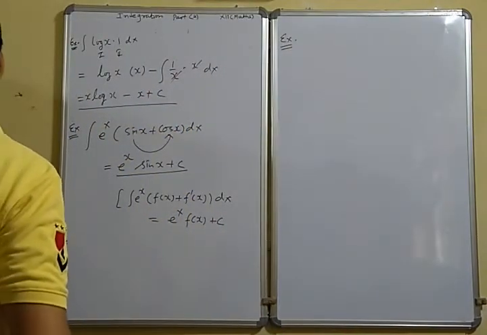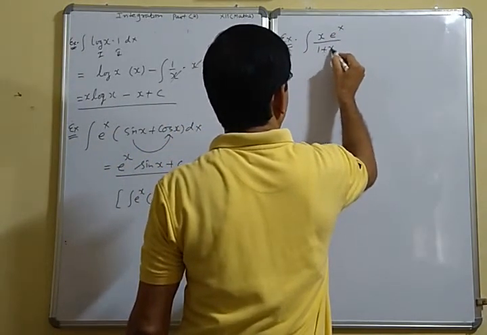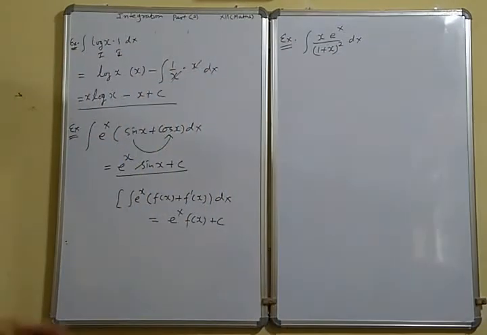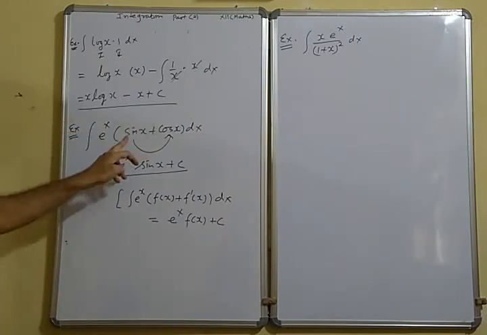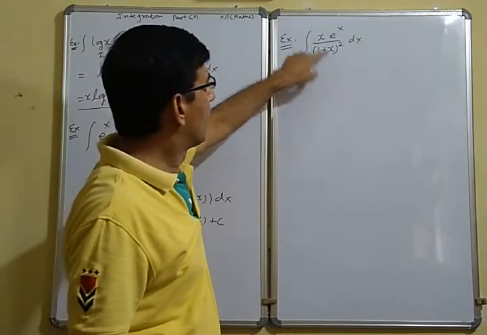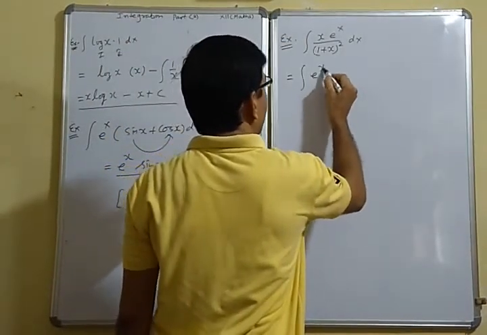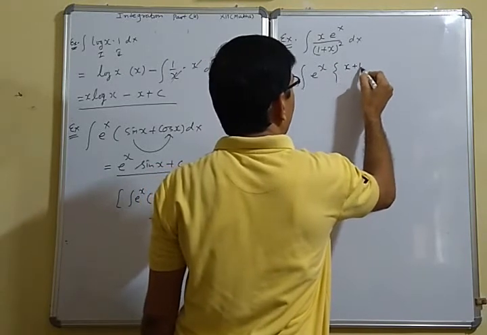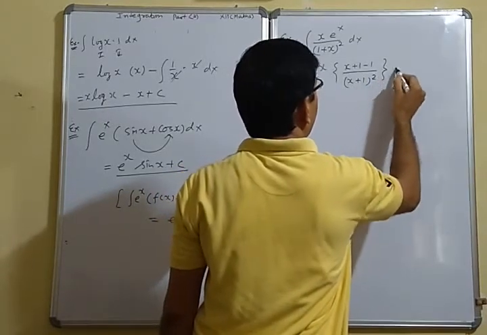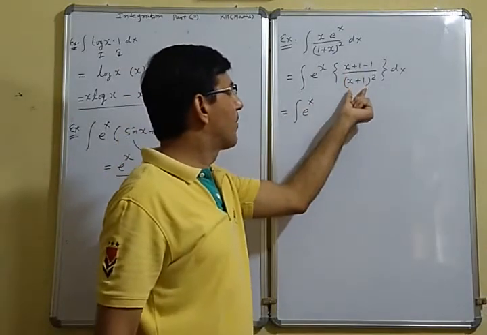Take another example. Integration of x e raised to power x upon 1 plus x whole square dx. So now we have to break it into e raised to power x of the form fx plus f dash x. So now it is x, it is 1 plus x. So what we'll do? Here we'll add 1 and subtract 1. So this becomes e raised to power x, x plus 1 minus 1, divided by x plus 1 whole square dx. So now convert it into the form e raised to power x, x plus 1 divided by x plus 1 whole square.